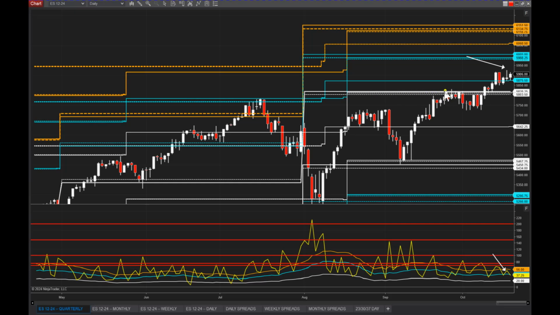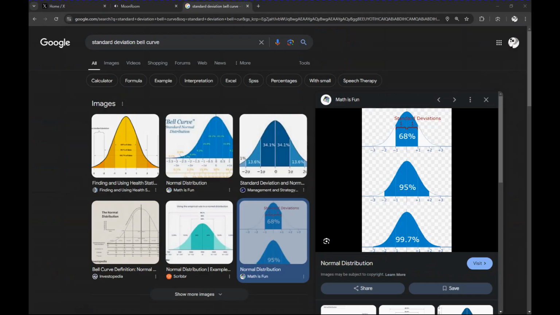16 days. Let that sink in. And then finally it broke. And so where does the market go if it breaks the ones? Go and look at your standard deviation bell curve.